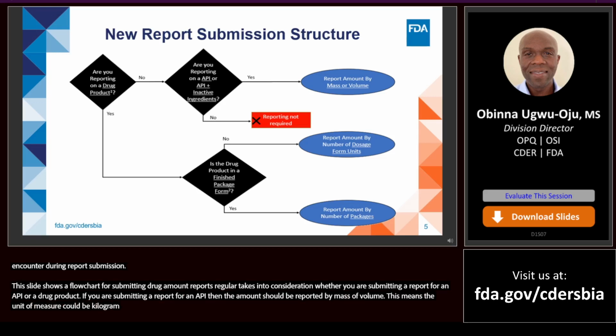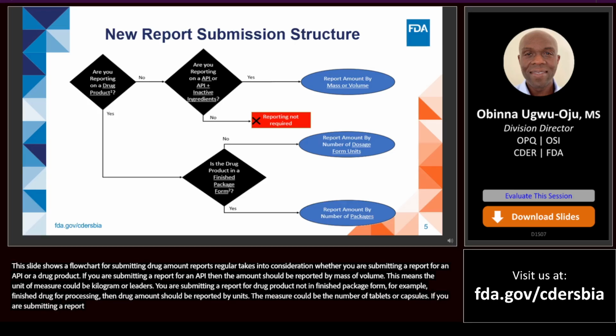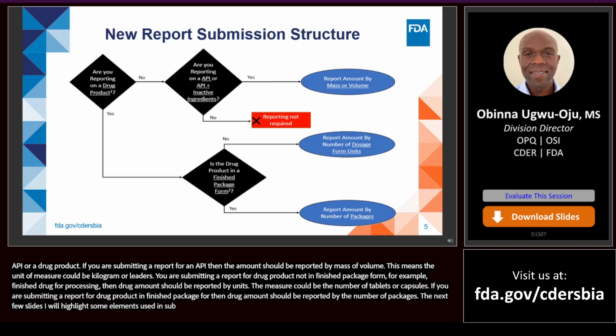If you're submitting a report for drug product not in finished package form, for example, finished drug for further processing, then drug amount should be reported by dosage form unit. So, unit of measure could be number of tablets or capsules. If you're submitting a report for drug product in finished package form, then drug amount should be reported by number of packages. In the next 3 slides, I will highlight some of the data elements used in submitting drug amount reports, with emphasis on those data elements that were added in the final guidance.